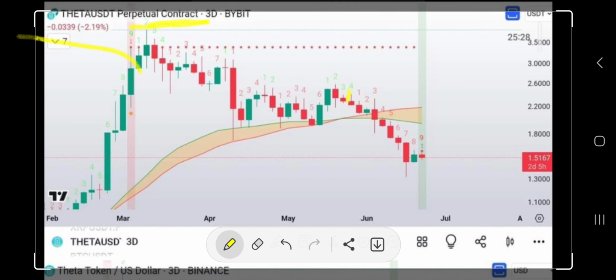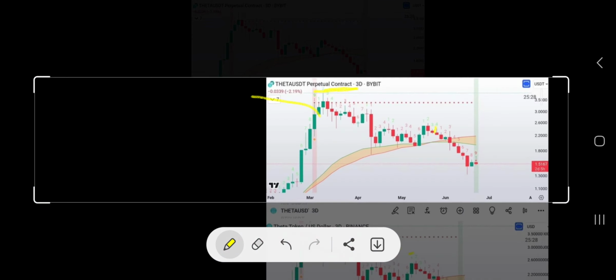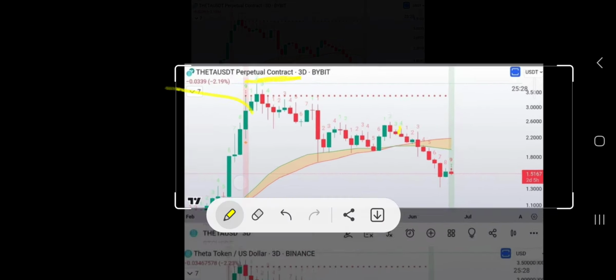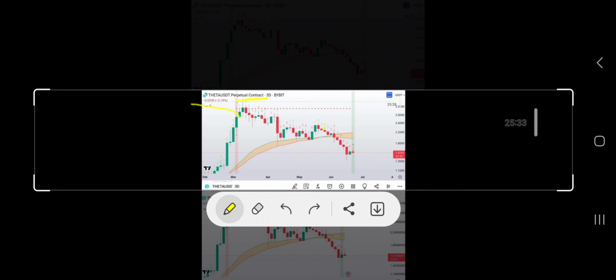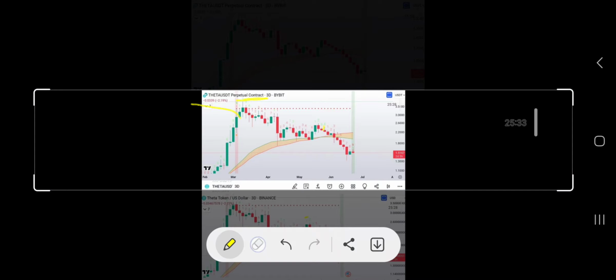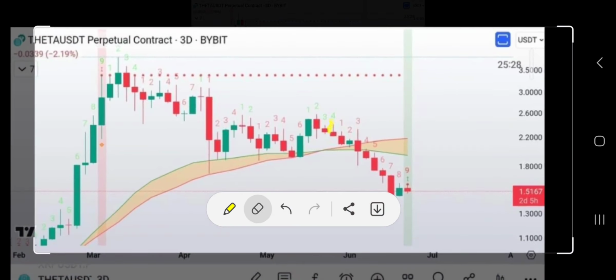But when I look at the macro chart, I like to look at the Binance chart, because that has the most history. But again, when I want to look at the smaller time frames, I look at the Bybit chart. So that's why I didn't realize, when I was looking at the Bybit chart, that the 9 was already printed on the Binance chart. So this is actually a good thing.